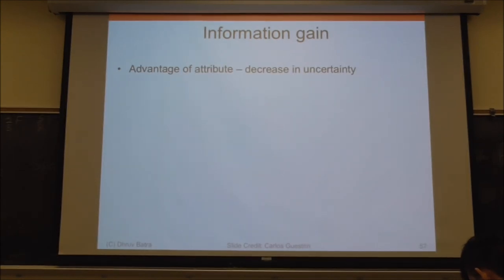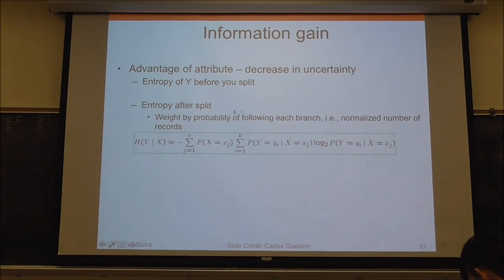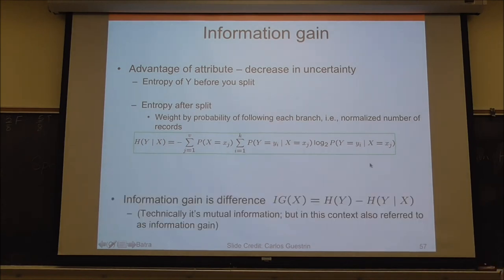Information gain or mutual information: the benefit of a feature or attribute is the decrease in uncertainty. So it's the entropy of y before you split, minus the entropy of y after we split, which is the specific conditional entropy, and the expectation of that is the conditional entropy. You take the difference between those: entropy before splitting minus entropy after splitting. That's the mutual information.